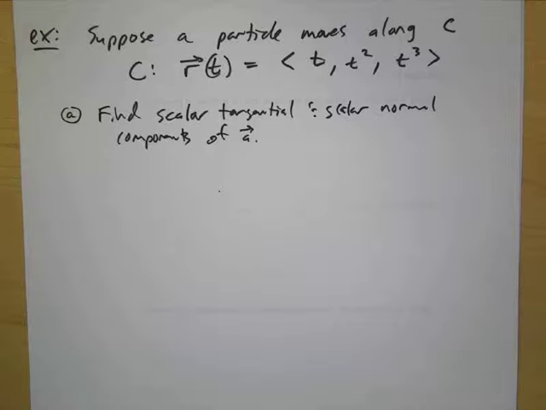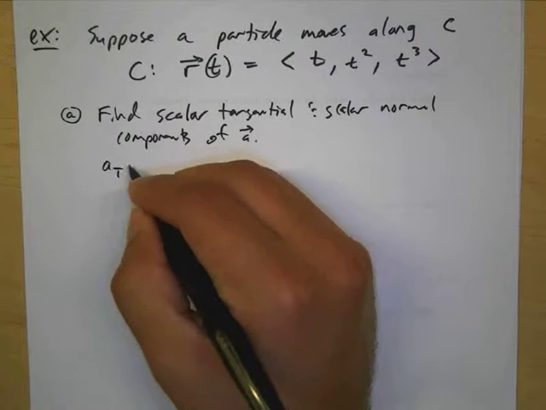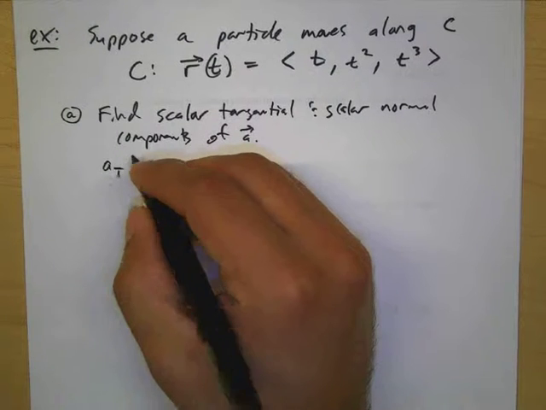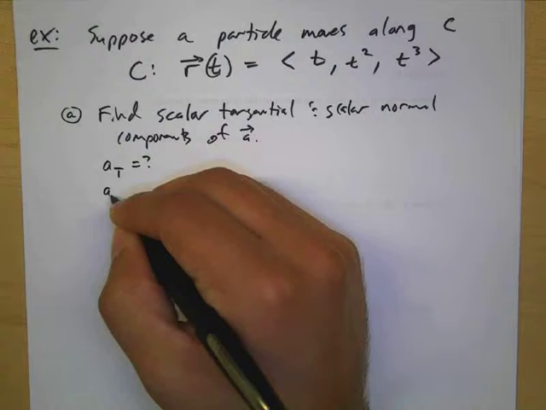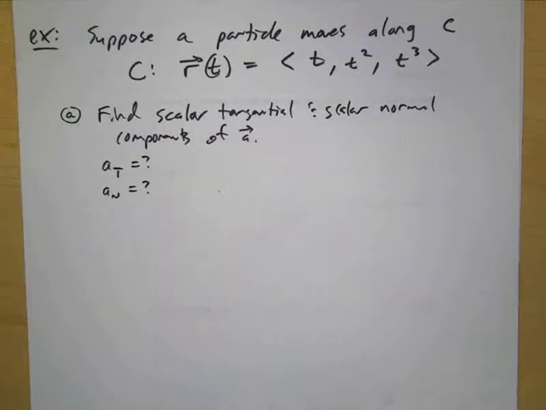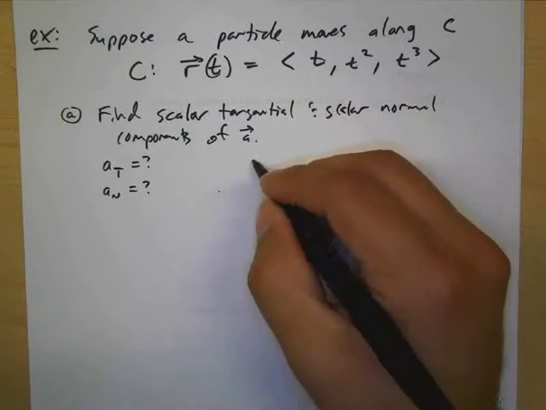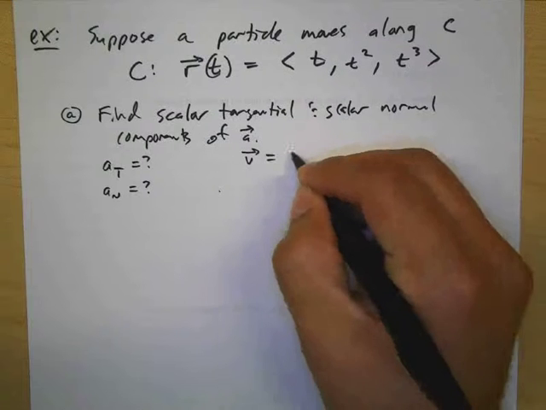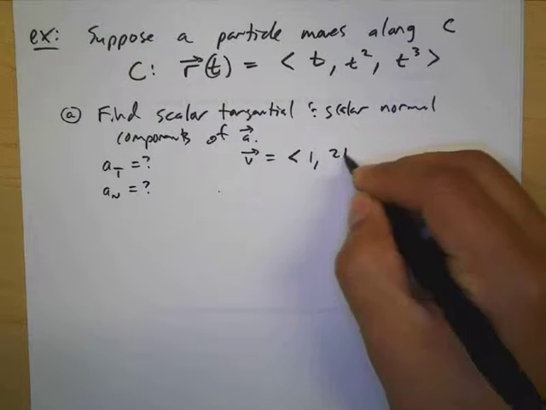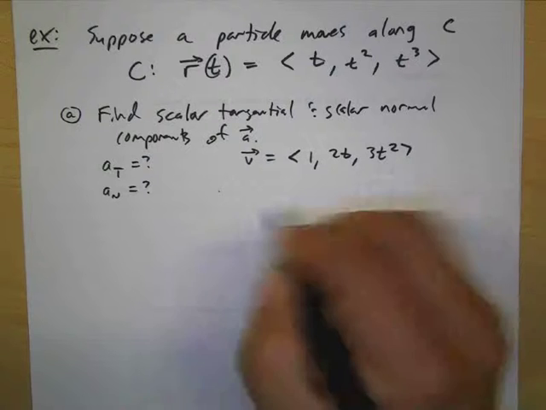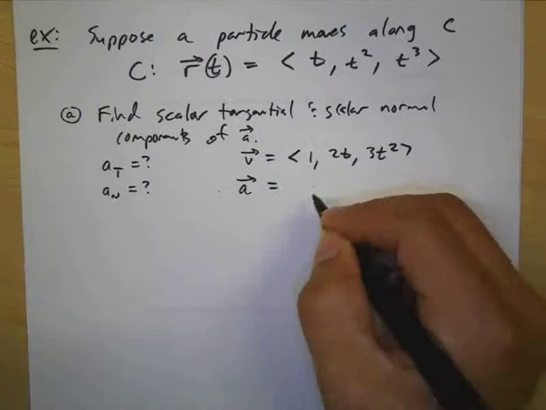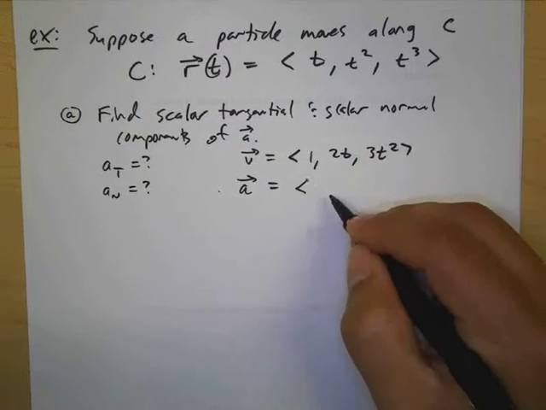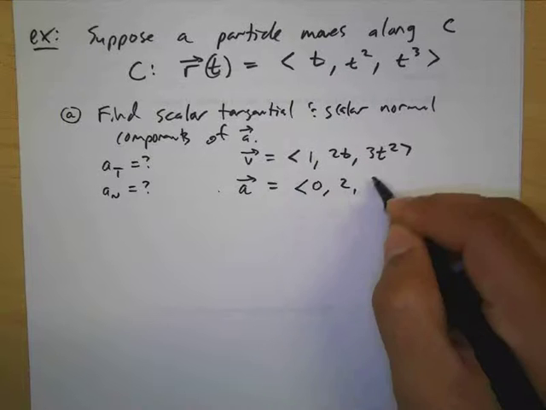Okay, so to find the scalar tangential component, we're after a sub t. The normal one would be a sub n, right? So what do we need to do? What would v be? And then acceleration would be? Good.